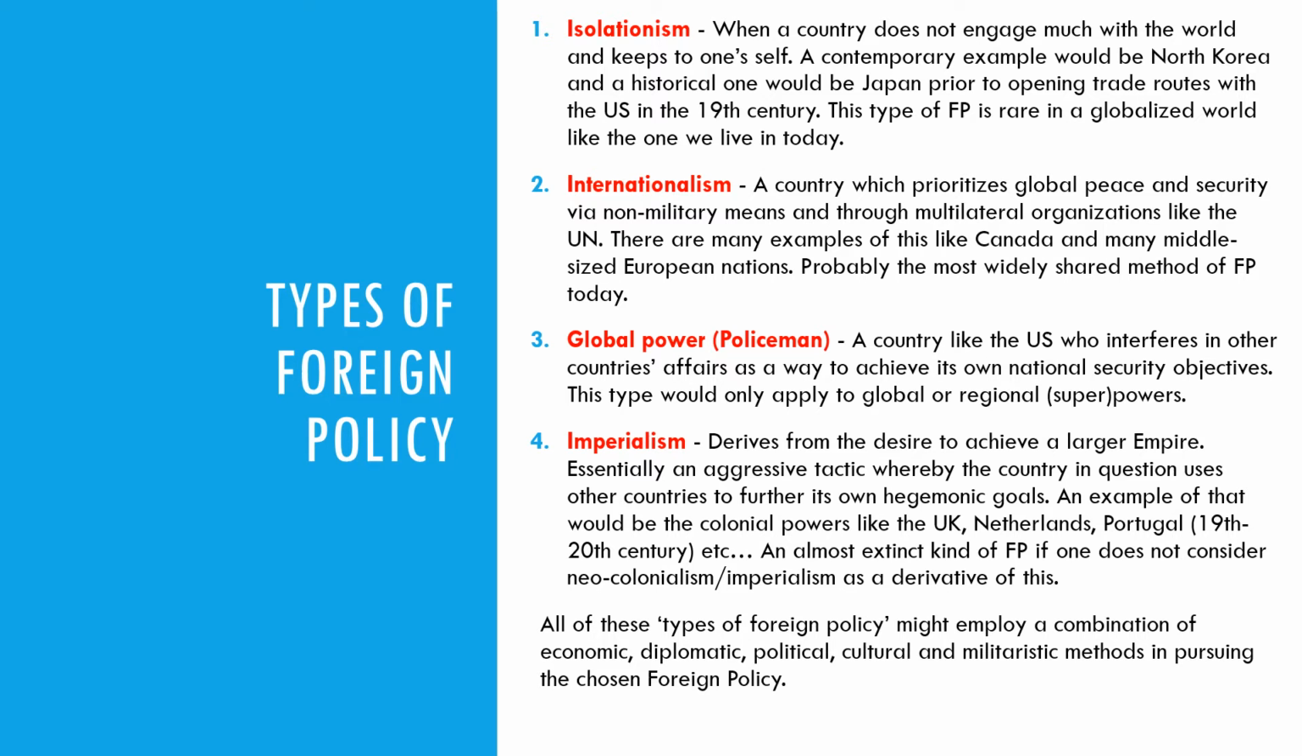Another type of foreign policy is internationalism. So internationalism is opposed to isolationism, and in this case the country will prioritize global peace and security via non-military means and through multilateral organizations like the UN. There are many examples of this, like Canada, many middle-sized European nations who are highly involved in, for example, humanitarian actions, promoting peace worldwide, and so on.